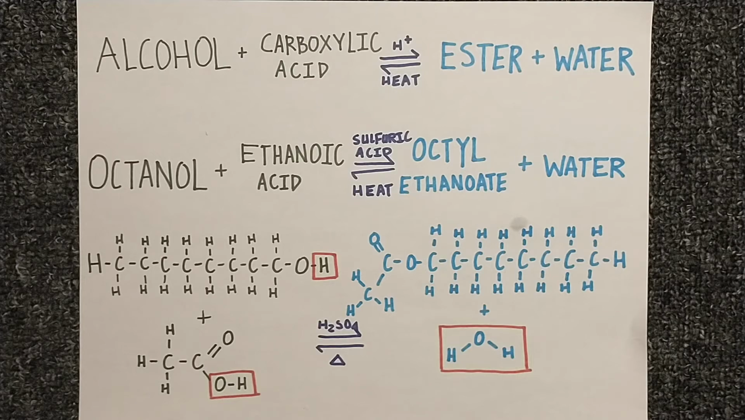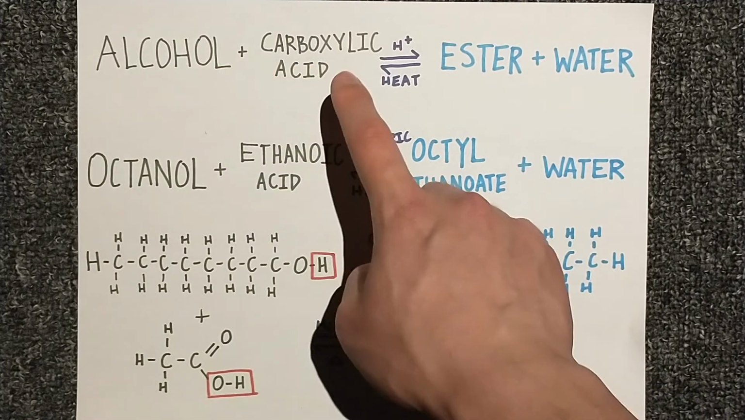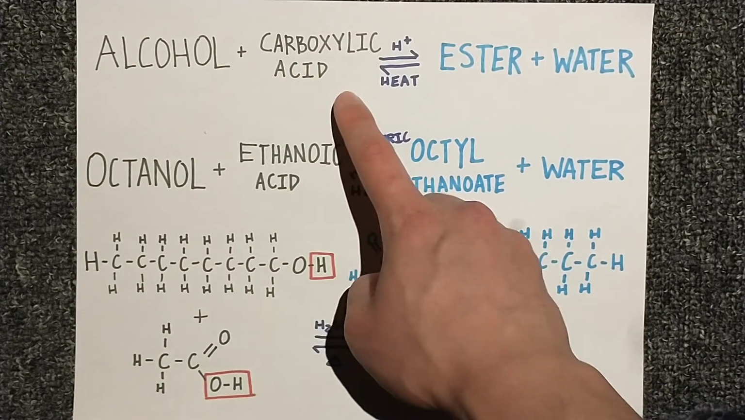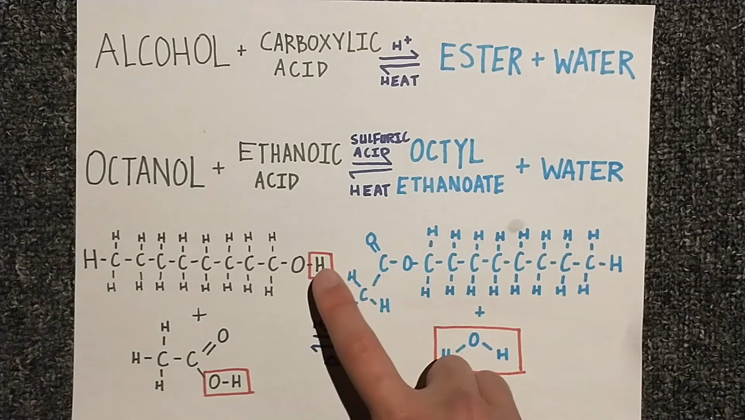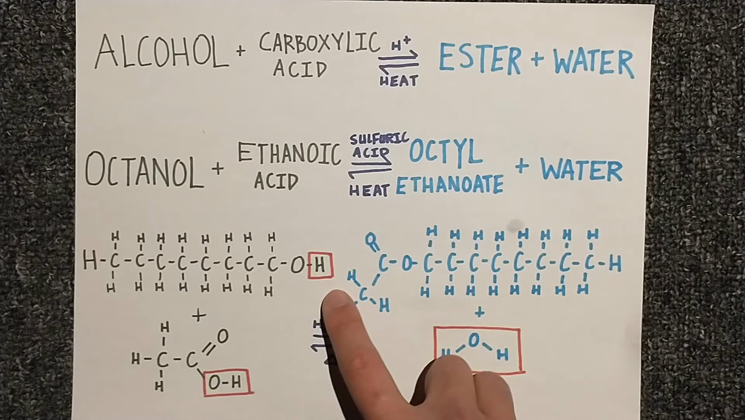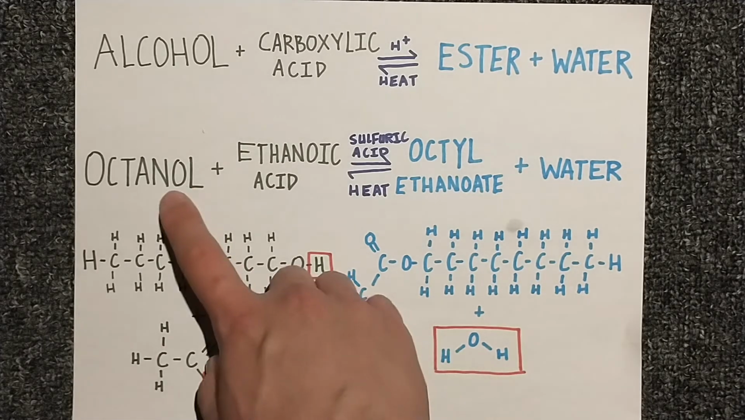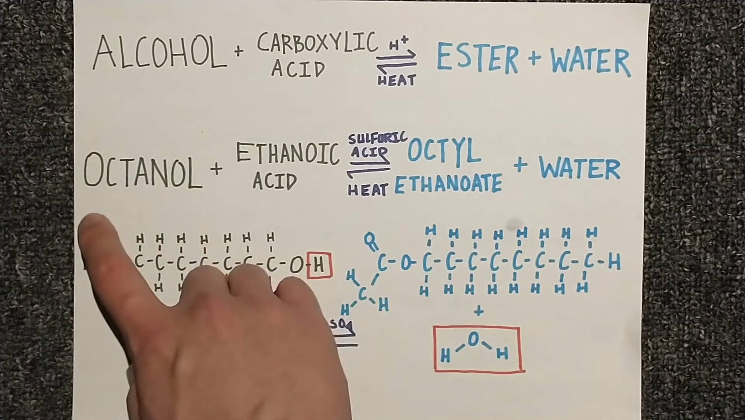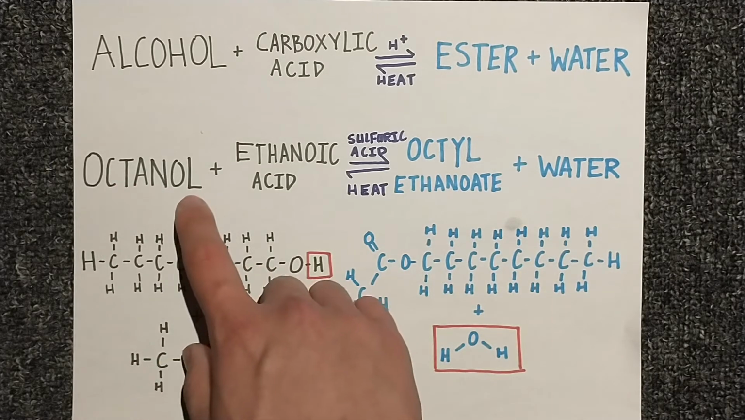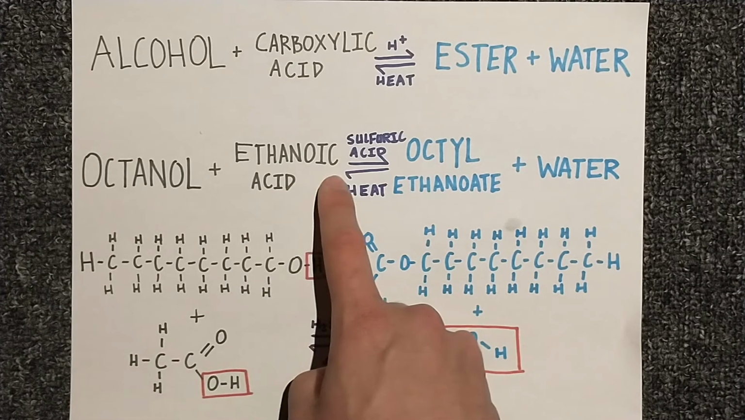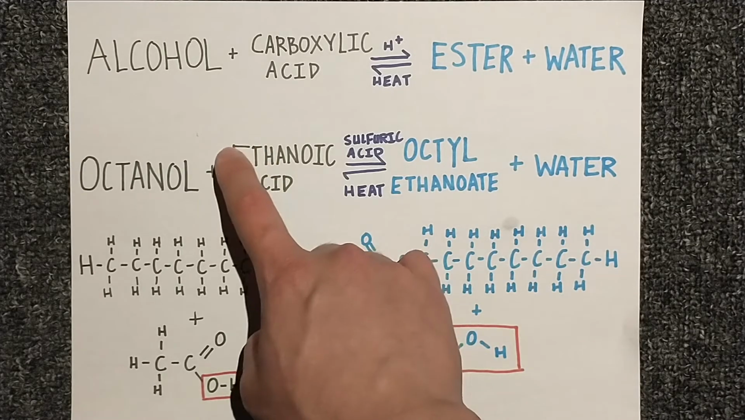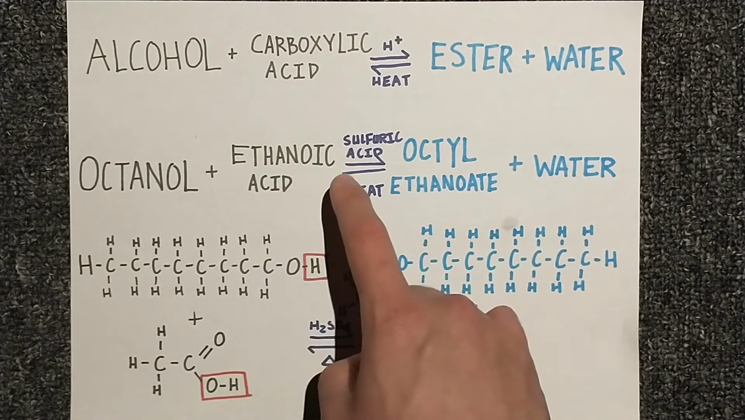An ester is formed when an alcohol is combined with a carboxylic acid with a catalyst. Alcohols have a hydroxyl group at the end of a carbon chain, and their names end in -ol. So for example, octanol is an alcohol. Carboxylic acids contain a carboxyl group, and their names end in -oic acid. So for example, ethanoic acid is a carboxylic acid.